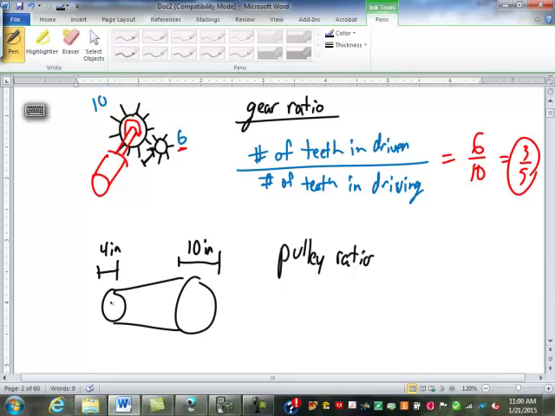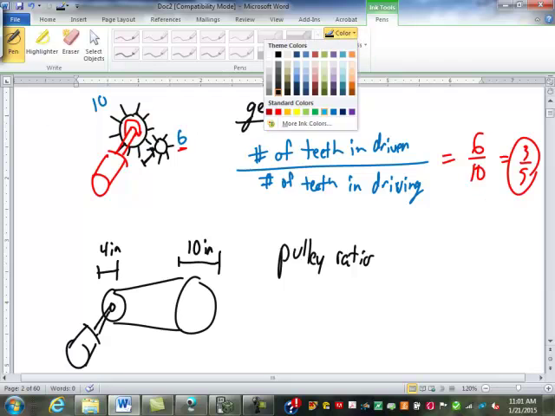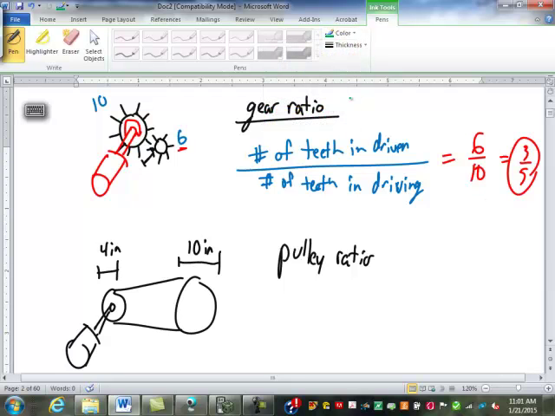So let's assume that the motor is hooked up right here. Pretend that looks like a little electric motor. Which one is going to go on top, the 4 or the 10? 4. If I cut the belt, which one stops turning? The 10. That's the driven one. So 10 inches and 4 inches. Of course, the inches divide out. Both divide by 2. That's a 5 to 2 pulley ratio.